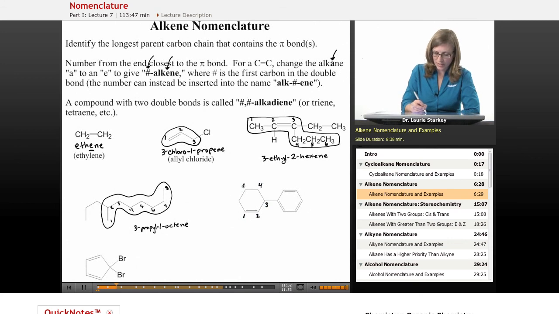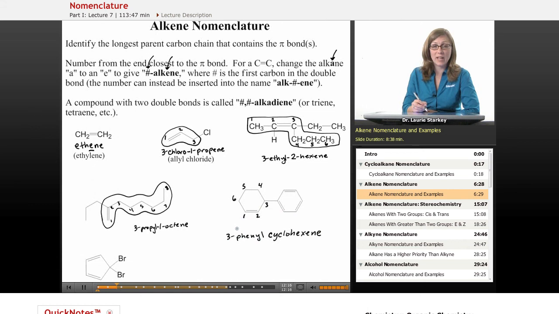So 4, 5, 6, this is a 6-membered ring. So we would call that cyclohexane because it's a ring. Because it has a double bond, we call it cyclohexene. Okay, and where is our group? What is this group called? The benzene ring is called a phenyl group. So we have a 3-phenyl cyclohexene. Now here's a case where we really don't need the number.